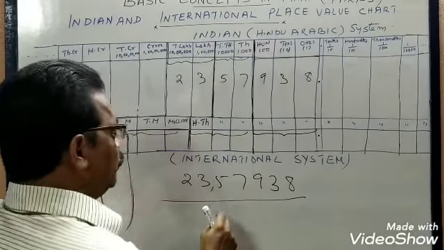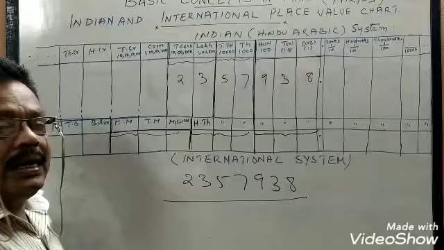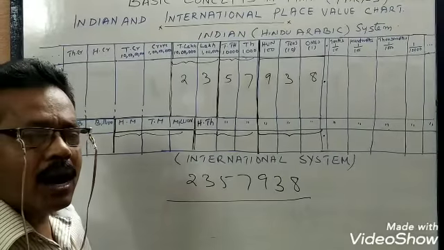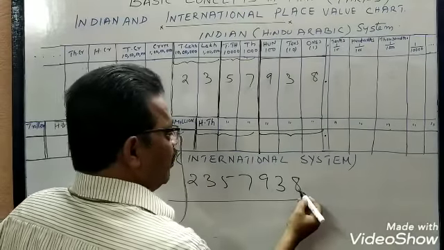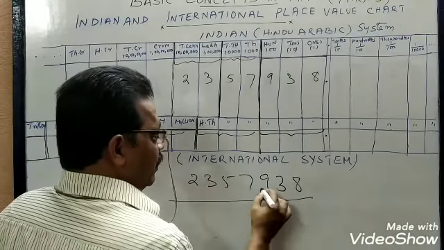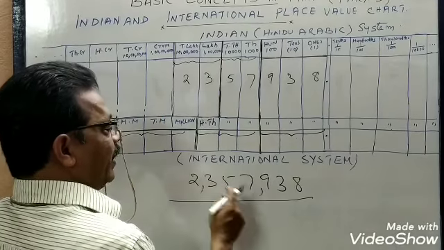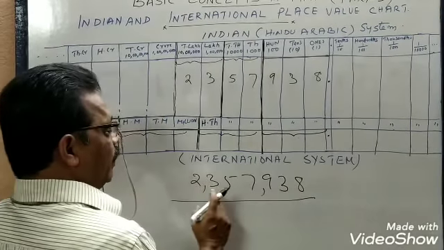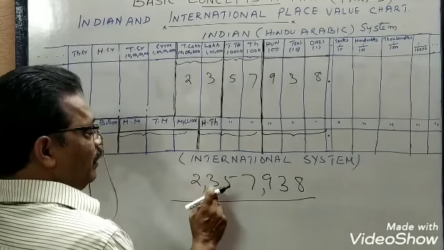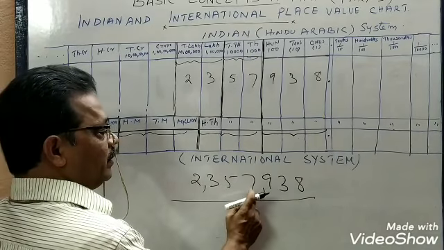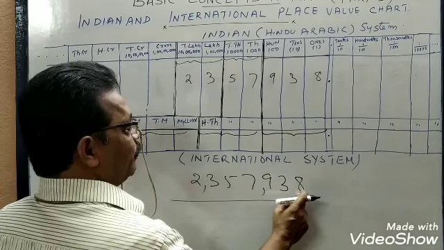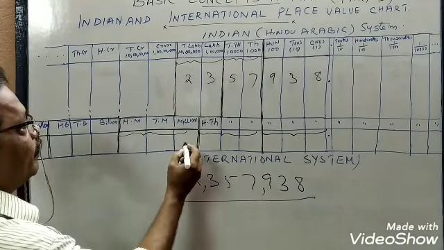Suppose we have to name this number in the international system of numeration. How will it be? Every period contains 3 digits. That is, it will be 2,357,938. 2 million.